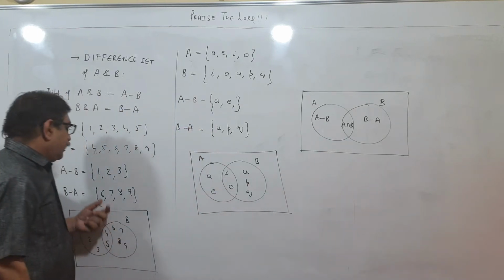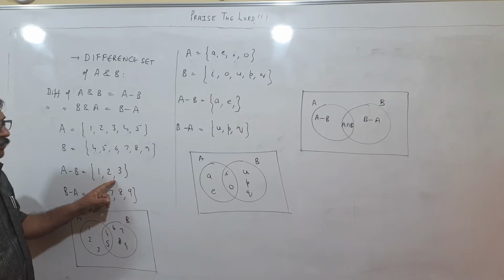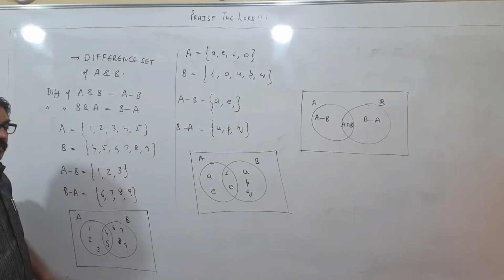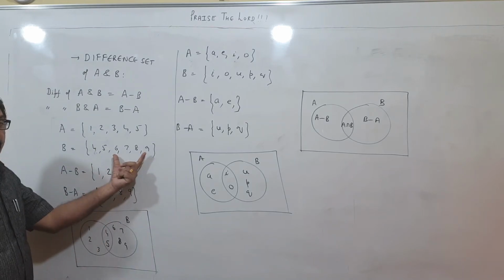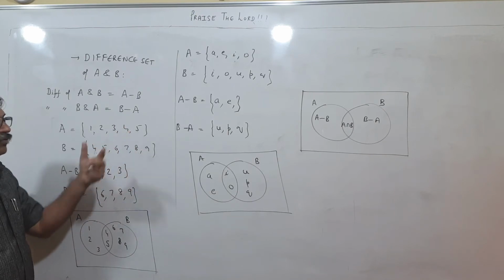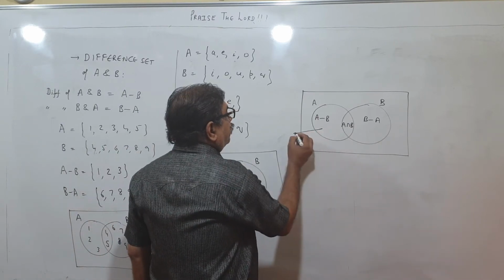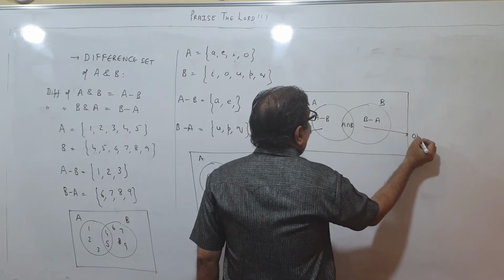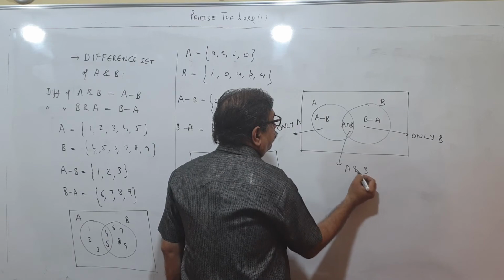A minus B will have those elements of A, we are having 1, 2, 3, which are not in B. Only those elements of A which are not in B. So 1, 2, 3. In B minus A, only those elements of B which are not in A. 4, 5 are here also, so we don't take them. So please remember children, this region is called only A, this region is called only B, and this region is called A and B.